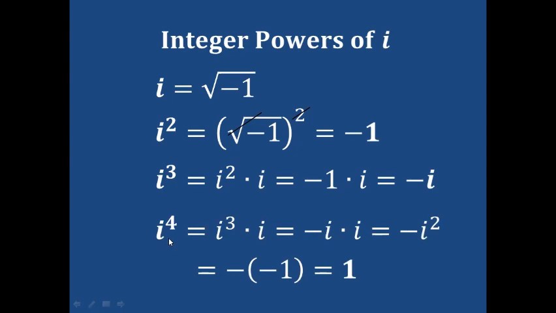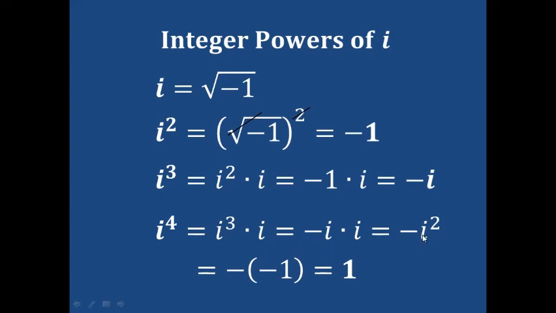Next, let us consider i to the power 4. We can use the same property of exponents to rewrite i to the power 4 as i cubed times i. i cubed has been evaluated here to be -i, so we can make a substitution. So we get -i times i. Now, if we multiply i times i, that's the same as i squared, and this negative in the front just appears here as well. So we have -i squared.